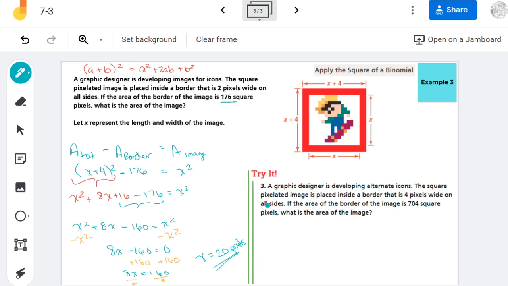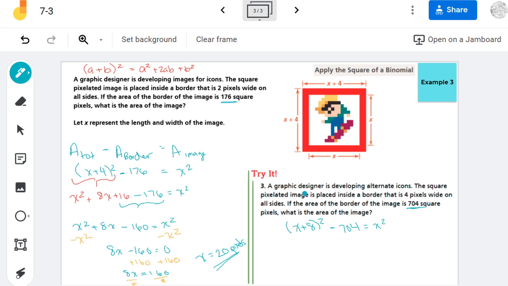All right, so now they're doing this again. However, they finally switched it up a little bit. They're saying that the border is 4 pixels wide instead of 2. So what that means is that this is x plus 8 on the outside. So my area total is x plus 8 squared, minus the area of the border, which they're telling us is 704, is equal to x squared, the side of the image itself.